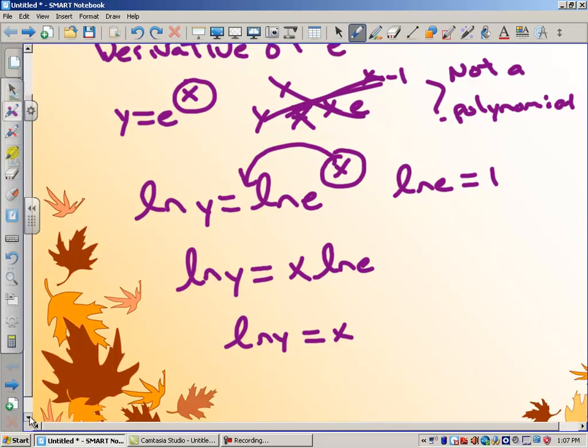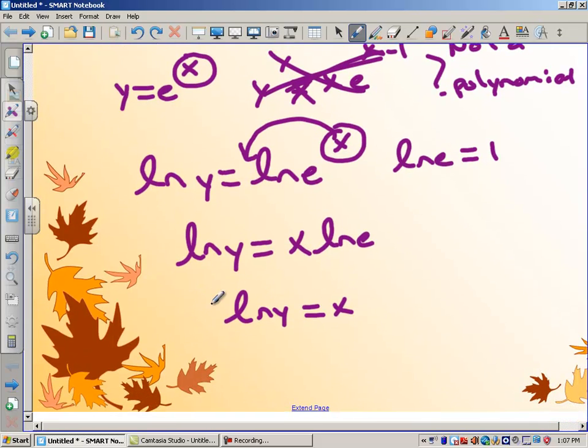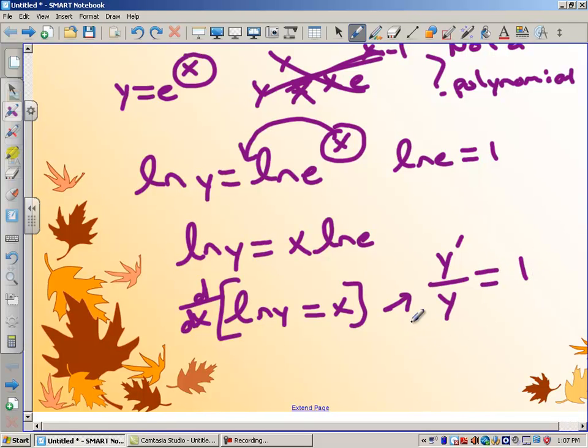Now I'm going to take the derivative of both sides. I'm going to d/dx both sides. Now the derivative of natural log of y is y prime over y. You guys know that. Remember, u prime over u. And the derivative with respect to x of x is just 1. Cross multiply and you get that y prime is equal to y. And this is a very, very cool statement. This means that e to the x is its own derivative. You can take the derivative of e to the x and you get e to the x. That's pretty much the easiest derivative of all time.